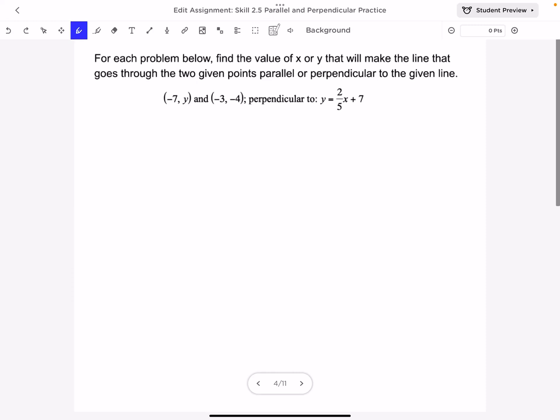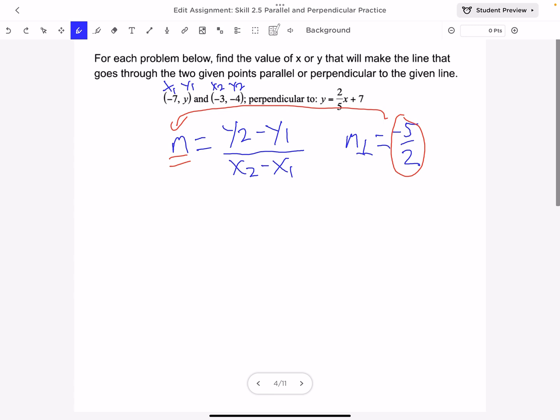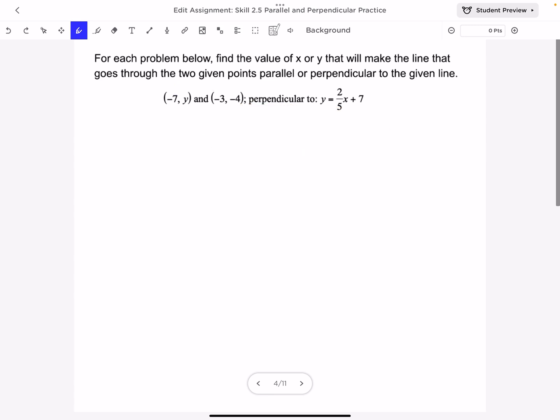Okay, so for each problem below, we have to find the value of x or y that will make the line that goes through these 2 points parallel or perpendicular. In our case, it's perpendicular to this line right here. So first, we're going to start off with our slope formula. M is equal to y2 minus y1 over x2 minus x1.